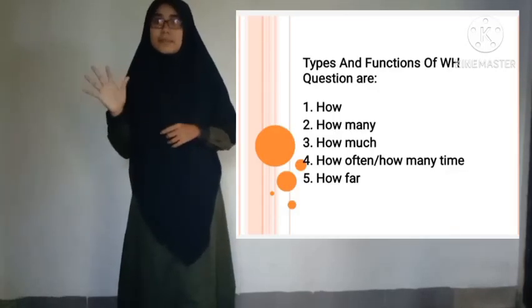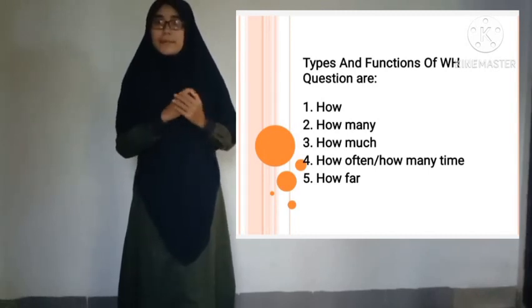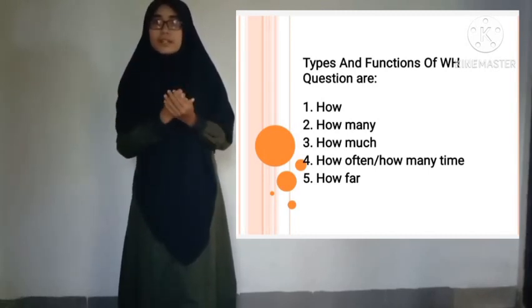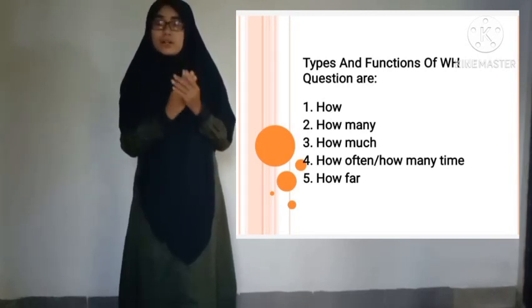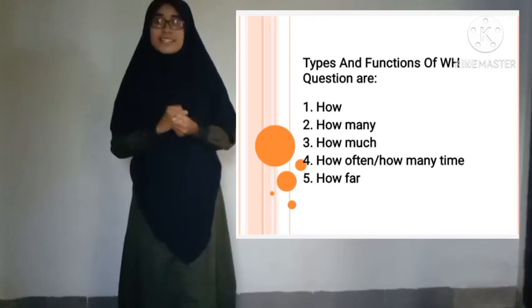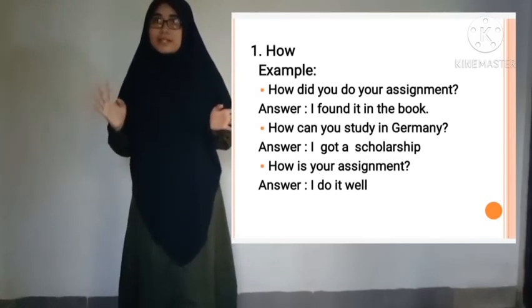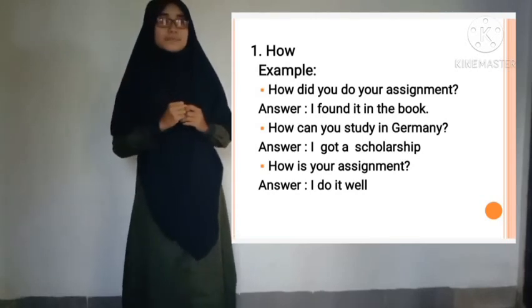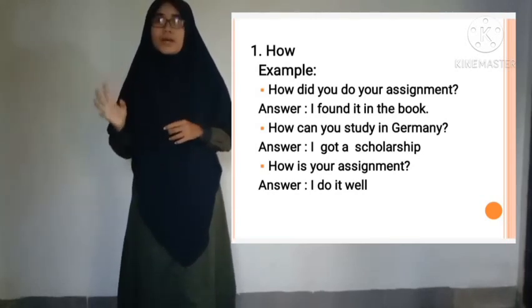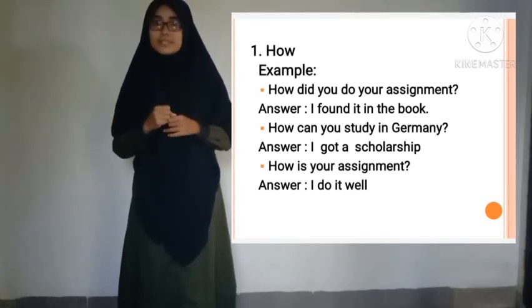Oke, di sini saya akan menjelaskan 5 dari we have question ini. Oke, yang pertama ada how, yang kedua how many, yang ketiga how much, yang keempat how often, yang terakhir how far. Oke, saya jelaskan yang pertama yaitu how. How is used to obtain information about the way something happens or the way someone behaves.